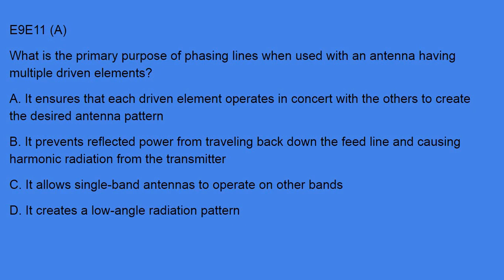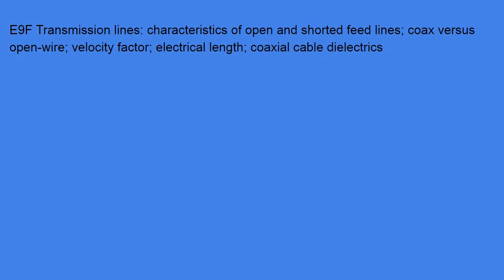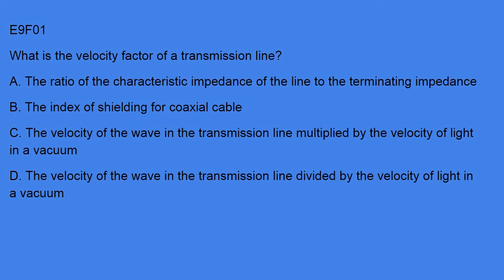E9E11, what is the primary purpose of phasing lines when used in an antenna having multiple driven elements? That answer is, it ensures that each driven element operates in concert with the others to create the desired antenna pattern. E9F covers transmission lines, characteristics of open and shortened feed lines, coax versus open wire, velocity factor, electrical length, coaxial cable dielectrics.